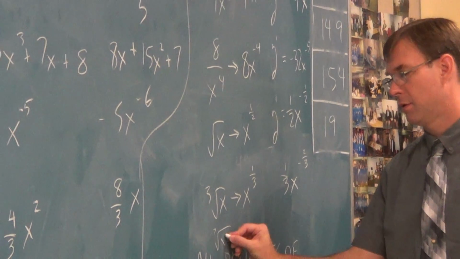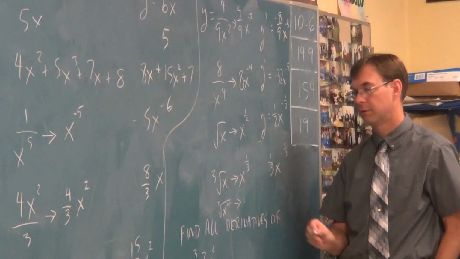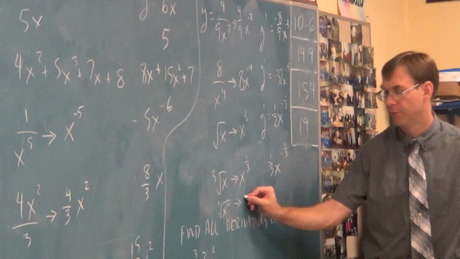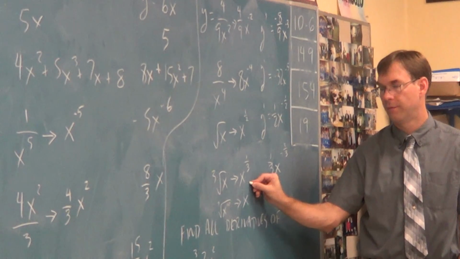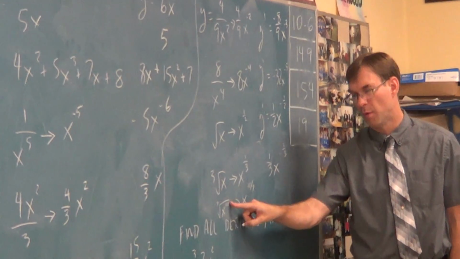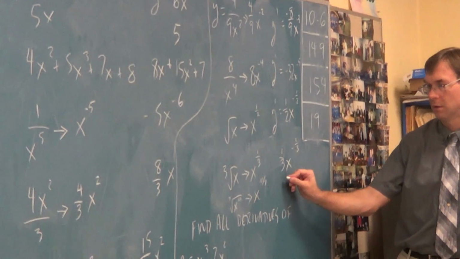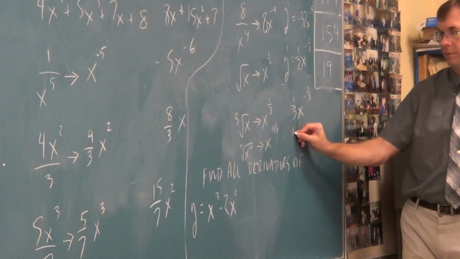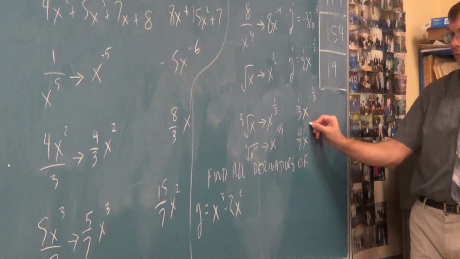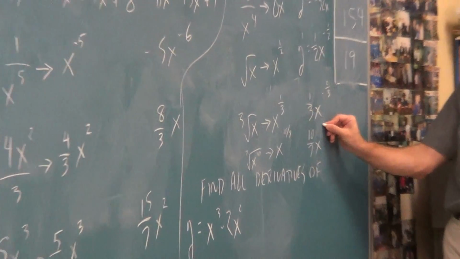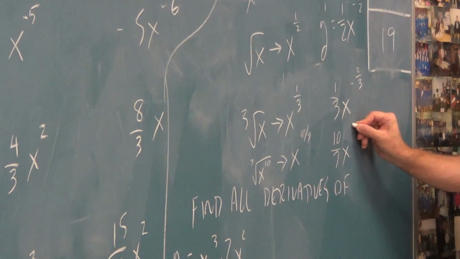The 7th root of x to the 10th. Rewrite: like 7 over 10, or 10 over 7. 10 over 7. We're always going to do the power over the index. Derivative? 10 over 7 times x to the, just be 3 over 7?